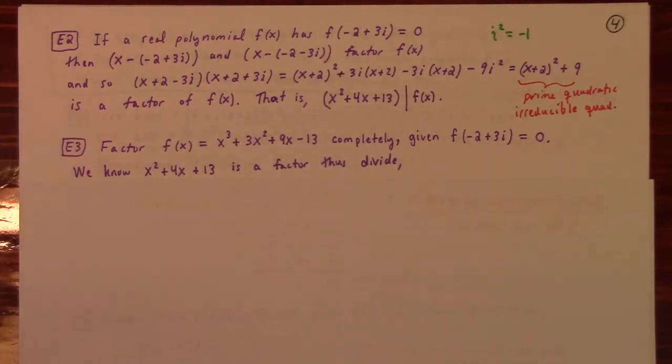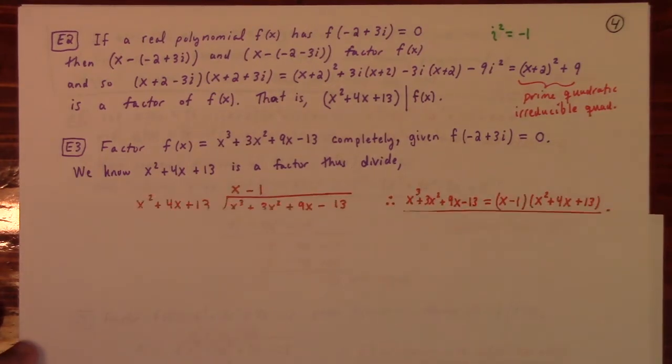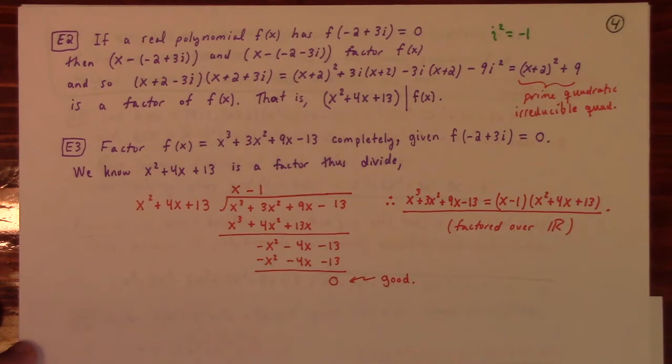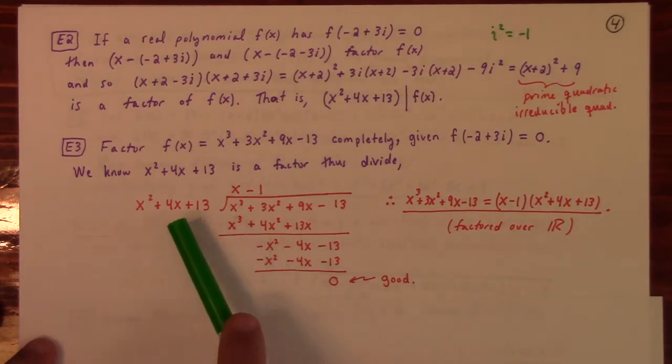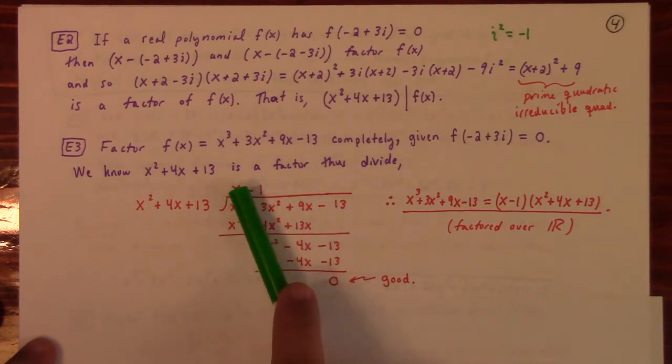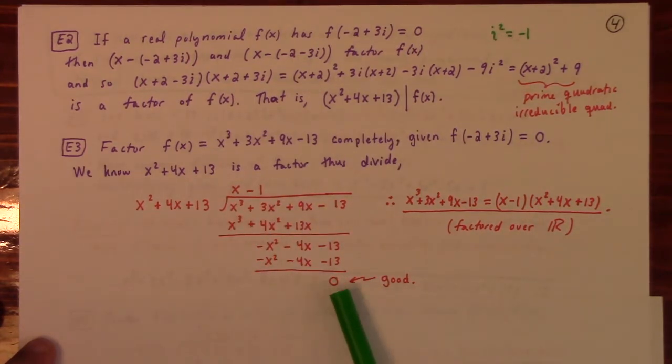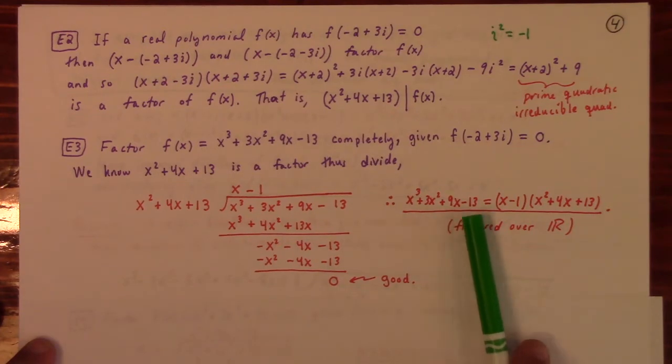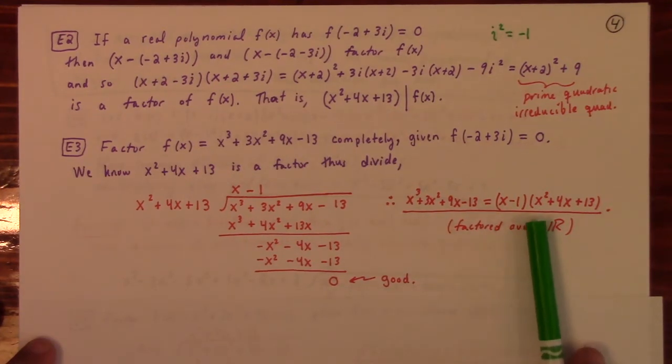So if you know something's a factor of a polynomial, a good strategy for finding the cofactor, if you will, is just to use division. So here it is. If I divide x squared plus 4x plus 13 into this cubic, I get x minus 1. Therefore, the remainder is 0. That's good. It should be. If it's actually a factor, the remainder must be 0. And there we have it. X cubed plus 3x squared plus 9x minus 13 is the product of x minus 1 and x squared plus 4x plus 13. All right.